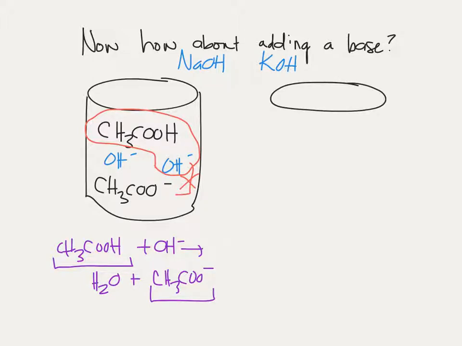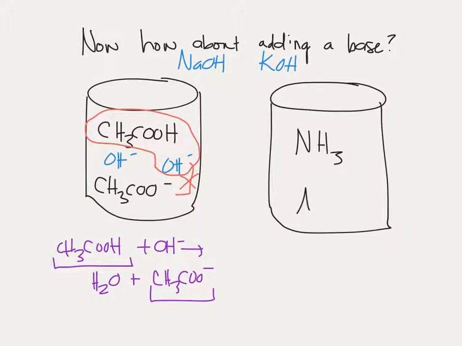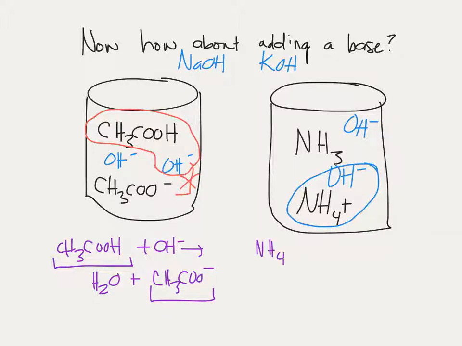Now if we add our strong base into our solution with the ammonia and ammonium ions, then we can see something very similar happens. Our hydroxide is going to be attracted to our weak acid. That weak acid is going to donate a proton to the hydroxide, forming the weak base and water.